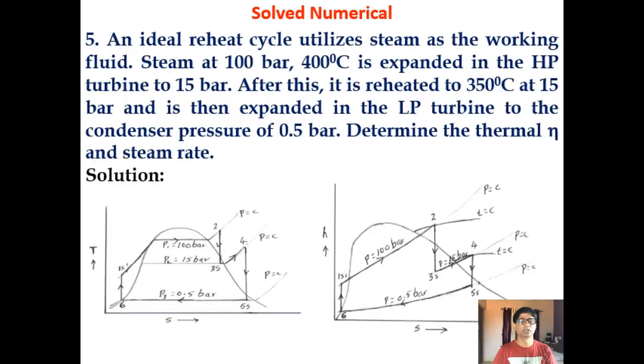Now let us solve this problem. This is on the reheat cycle. So far we solved this on the simple cycle, the Rankine cycle. Now we are going to the reheat cycle.